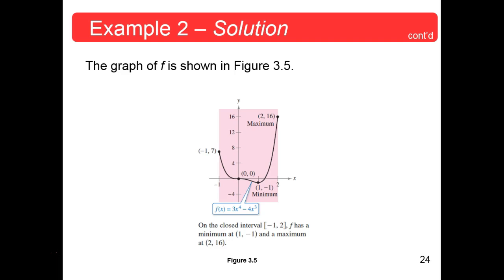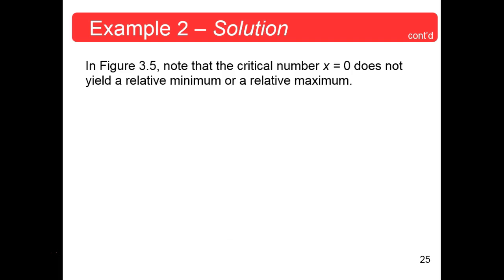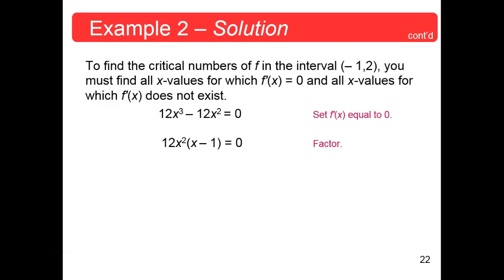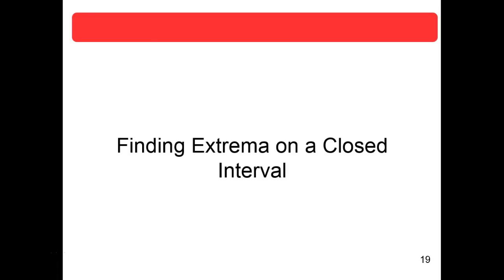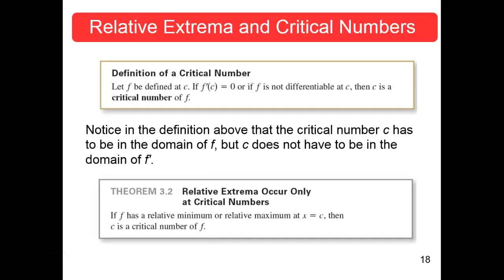Does this make sense? Okay. And then what I just said, noted in that figure, is that the critical number x equals 0 does not yield a relative maximum or minimum. So I want to go back quickly here, if I can do anything quickly. I think it was for Fermat's, this one. If f has a relative minimum or maximum at x equals c, then c is a critical number. Okay? If it has a relative minimum or relative maximum at x equals c, then c is a critical number.